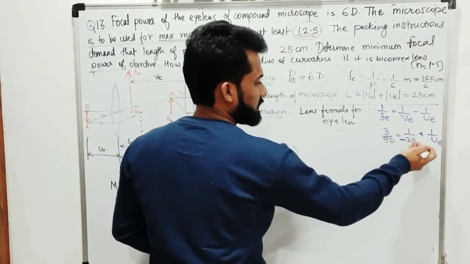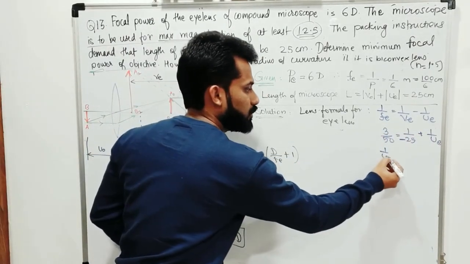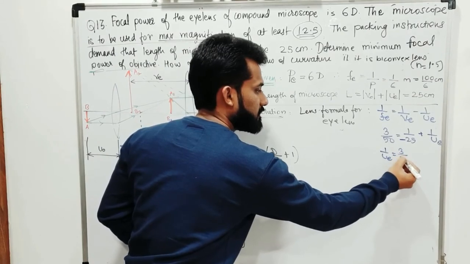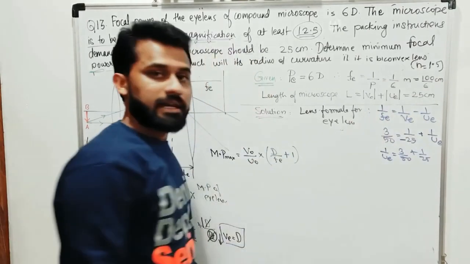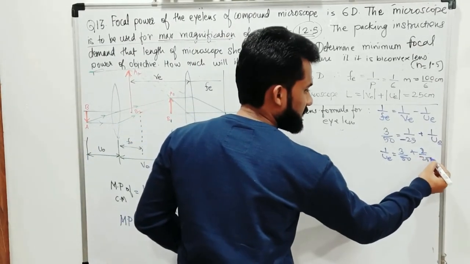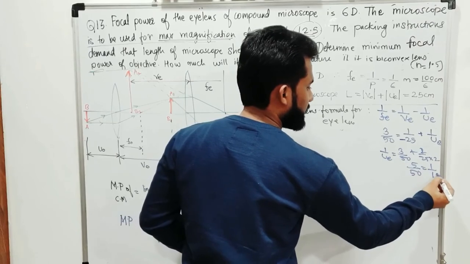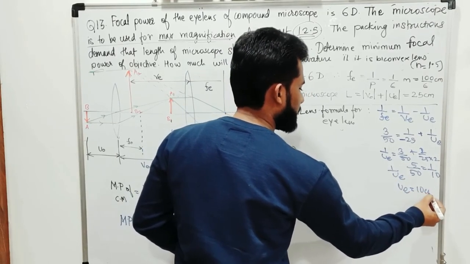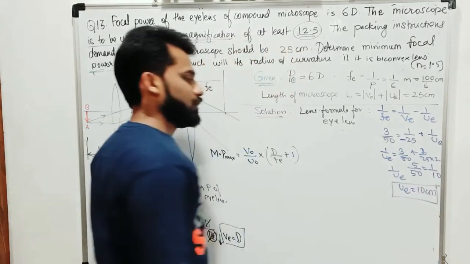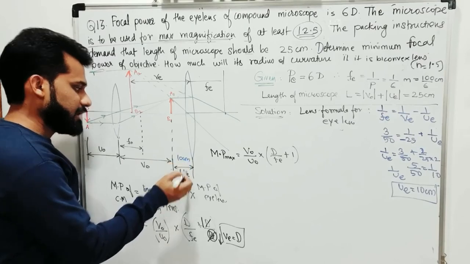And solving this, if I bring the 1 by 25 term to the left side, 1 by UE will be equal to 3 by 50 plus 1 by 25. How much will this come? If we multiply by 2, the LCM is 50, and this is 5, so you will get 1 by 10, 1 upon UE, so UE equals 10 centimeters. UE equals 10 centimeters. Thus, this is 10 centimeters.